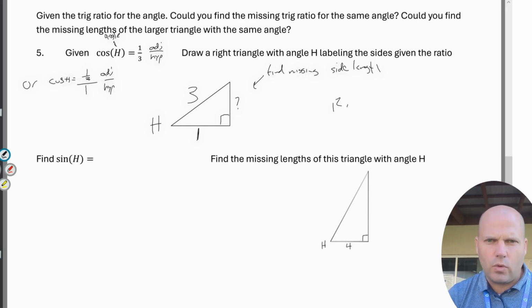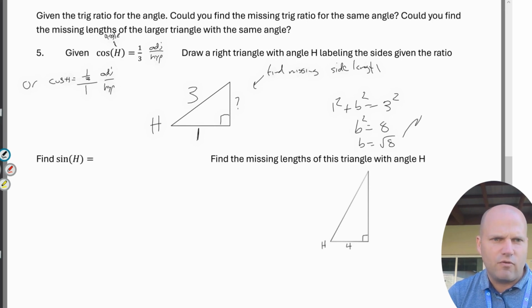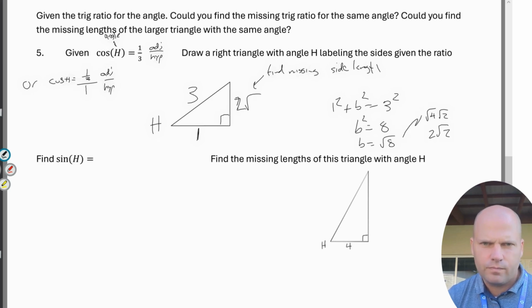Cool. Well, a squared plus b squared equals c squared. I feel like we had the same one in your notes. B squared will equal 8. B will equal root 8. Root 8 is root 4 root 2, which is 2 root 2. Okay.